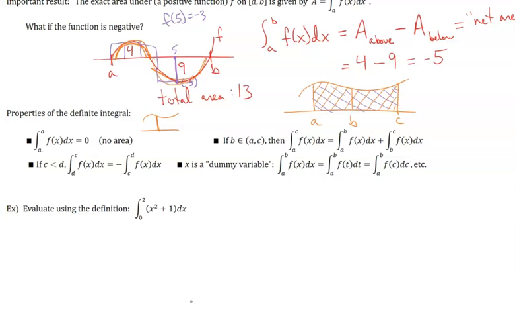The next property says if c is less than d, move this for a second, I can't get to my, there we go. Sorry, I'm trying to move things around on the screen.